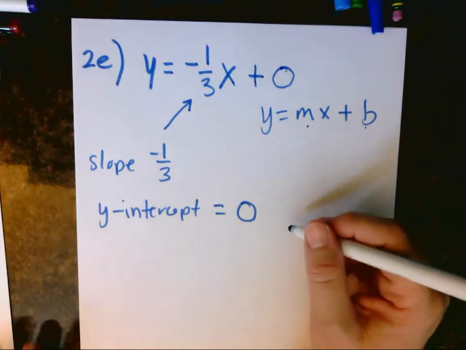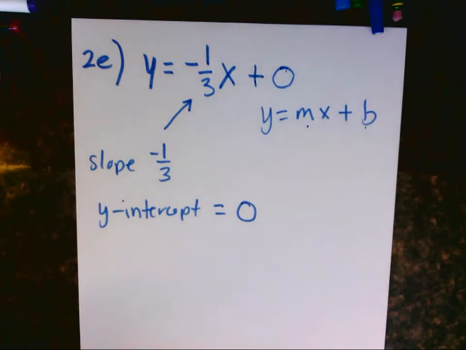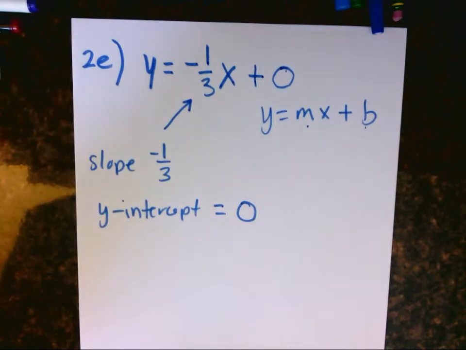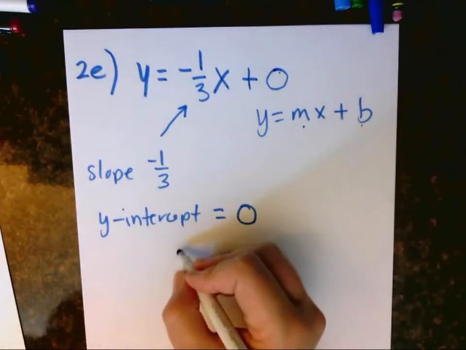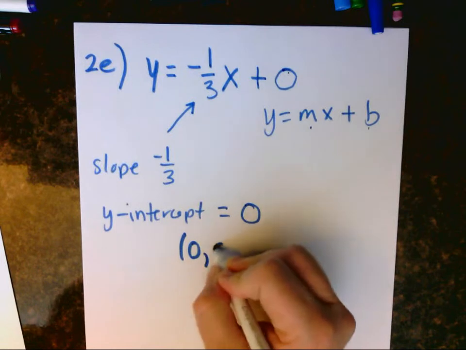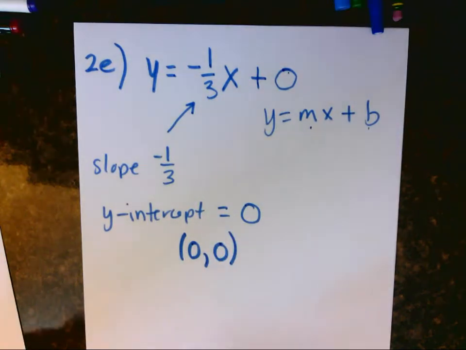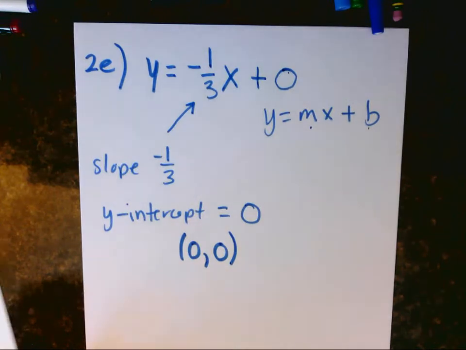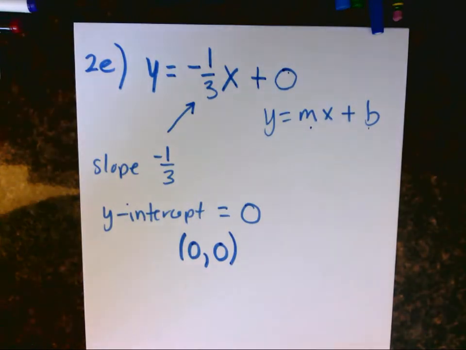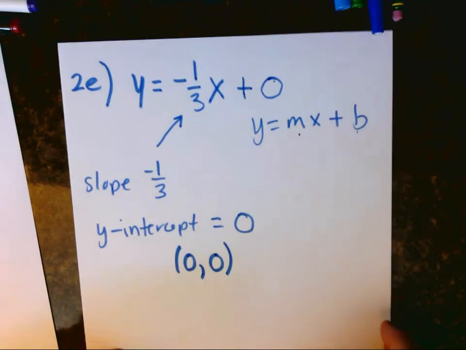Okay, and I think they may be writing these as points. Let me look at the answers down at the bottom and see. Oh, it looks like they are writing these as points. So the y-intercept is at the point 0, 0. So perhaps we should have been writing all these intercepts as points. We'll do the next one that way. Okay, let's do F.